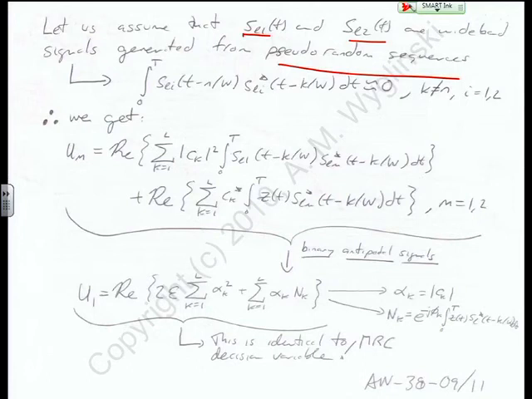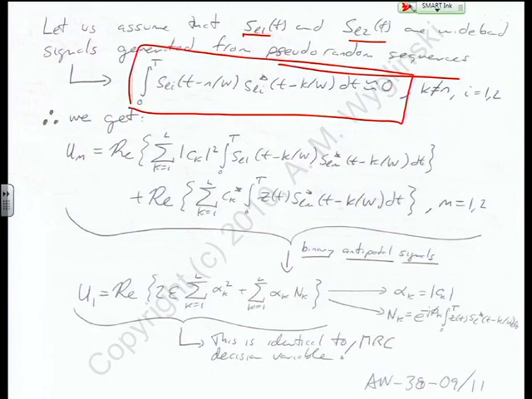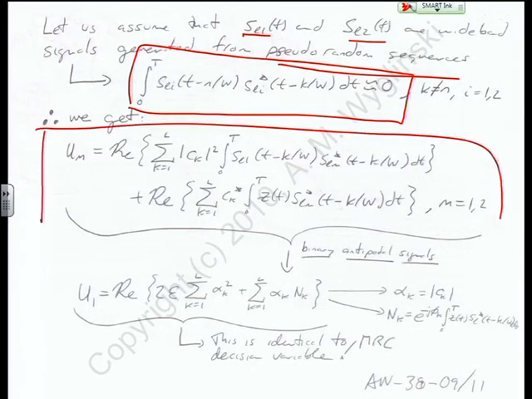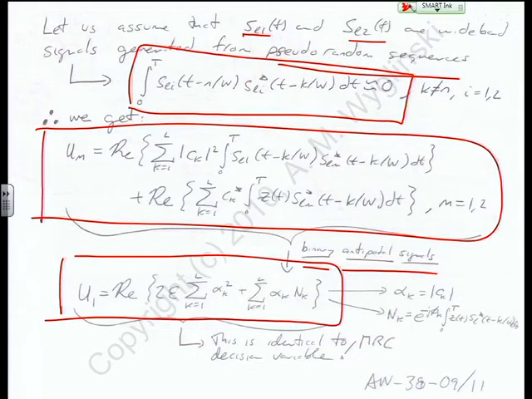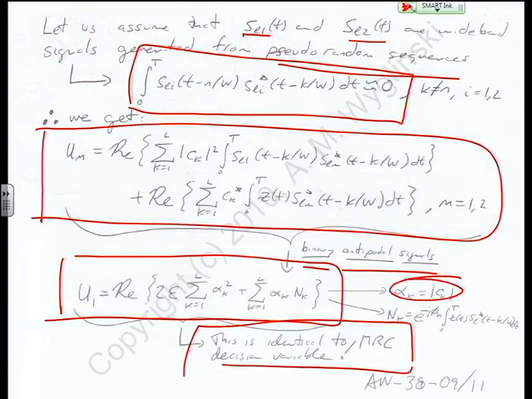So why do we care about them being pseudo-random sequences? Because they don't correlate. If we take the dot product, which is equivalent to integrating the product of the two multiplied together, it should be approximately 0. That's what we hope, that they don't have any correlation. Now, plugging it back in and assuming binary antipodal signals, we get this at the bottom. U1 is our first decision variable, and it looks like a maximal ratio combining decision variable. We saw that alpha is equal to the magnitude of the channel coefficient, and n is equal to all this integral stuff that we just compact into a single variable, the noise.